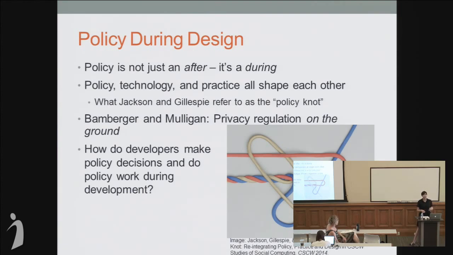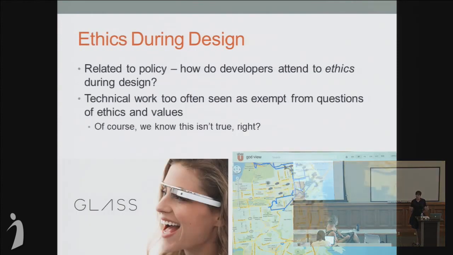Policy and technology and work practice all shape each other. This is what Jackson and Gillespie, in a paper I like a lot, call the policy knot, the entanglement of policy and practice and design. This also builds on ideas put forth by Bamberger and Deirdre Mulligan, who's faculty here, in a series of articles, and now they have a forthcoming book, that regulation, and particularly privacy regulation, is something that happens on the ground, inside of companies. And so I'm going to be talking a little bit about that knot today.